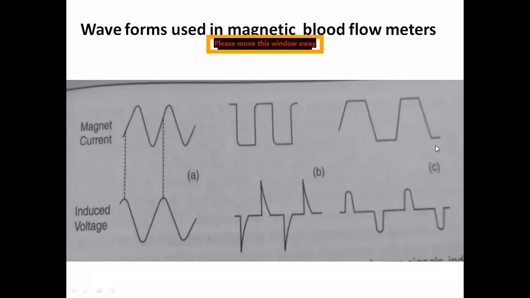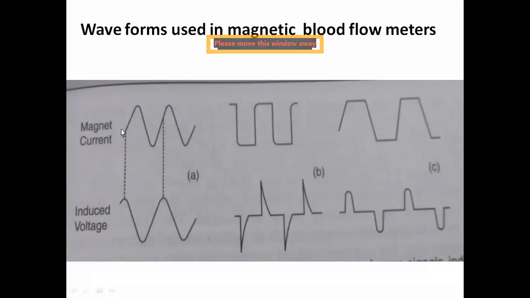So generally three types of waveforms are applied for the electromagnetic blood flow meters. With this we will get the output in these shapes for these applied waveforms. So here, see here, this is a magnetic current. The current is in the form of a sinusoidal signal, here in the form of a pulse waveform, and here in the form of a trapezoidal waveform.